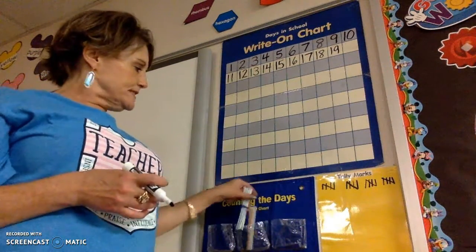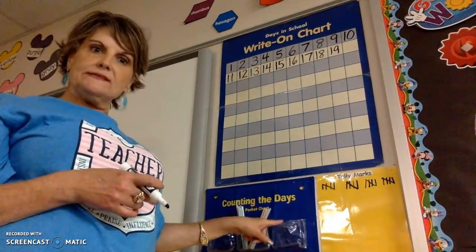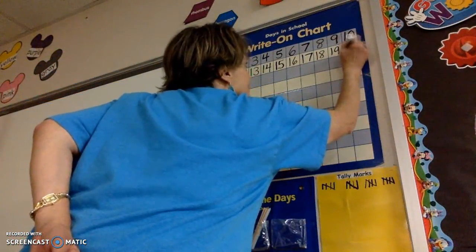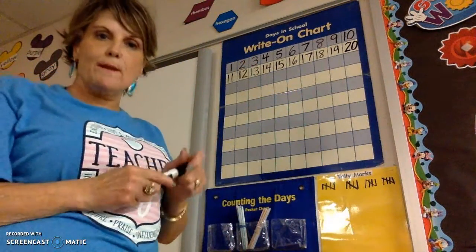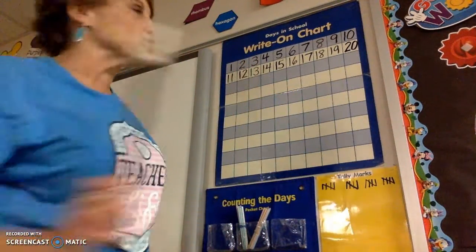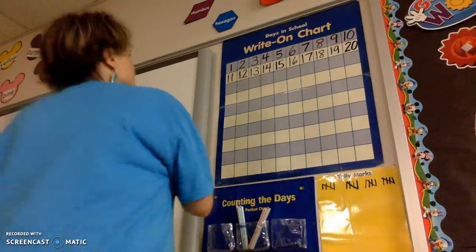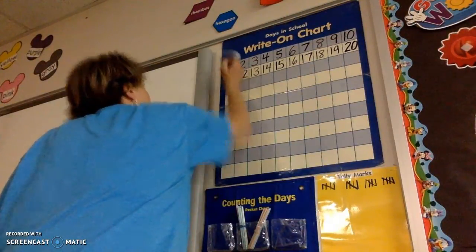We have 2 tens in here, 2 of them, and 0 ones. So we're going to write 20. 2 tens and 0 ones. That's how we write the number 20. Let's count to 20. We always start with 0. Mrs. Hensley keeps forgetting that. So Mrs. Hensley's going to write a 0 right up here.